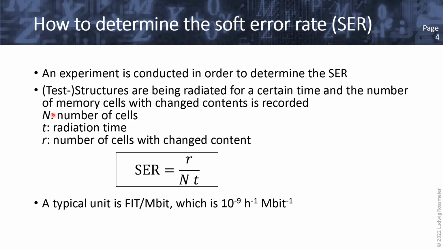So if N is the number of cells, T is the radiation time, and R is the number of cells with changed content, so with a bit flip, then the SER can be determined using this formula, since the SER is assumed to be proportional to the total number of cells and to the time of radiation. A typical unit of the SER is FIT per megabit, which is 10 to the power of -9 per hour and per megabit.